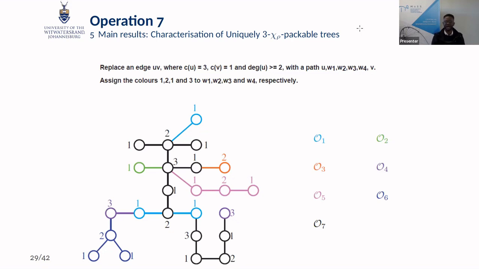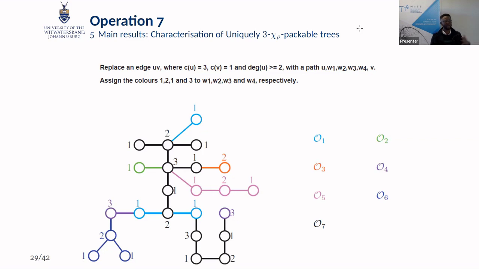So we are saying if you have an edge where you have color three and color one, and the degree of you is at least two, then you can delete that edge and add something like this to grow it. And this is still a valid coloring. Everything is still obeyed, and that is still true.